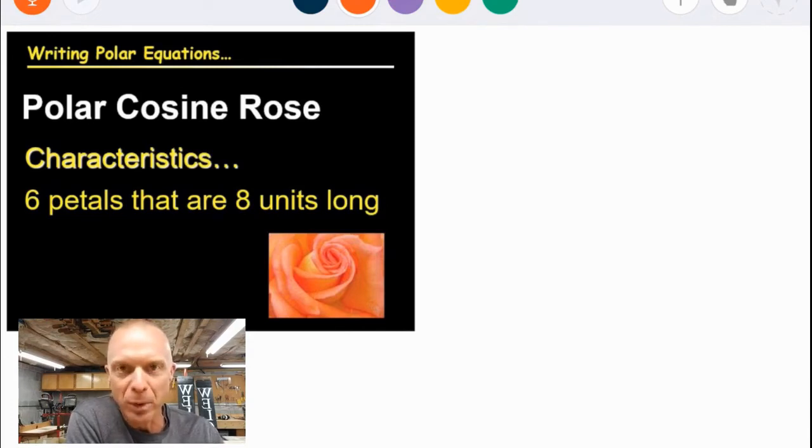Now, if you could give them a polar rose that has 6 petals that are 8 units long, well, you might really be in love with them. Why would you really be in love with them? 6 petals, 8 units long. How's that going for you?